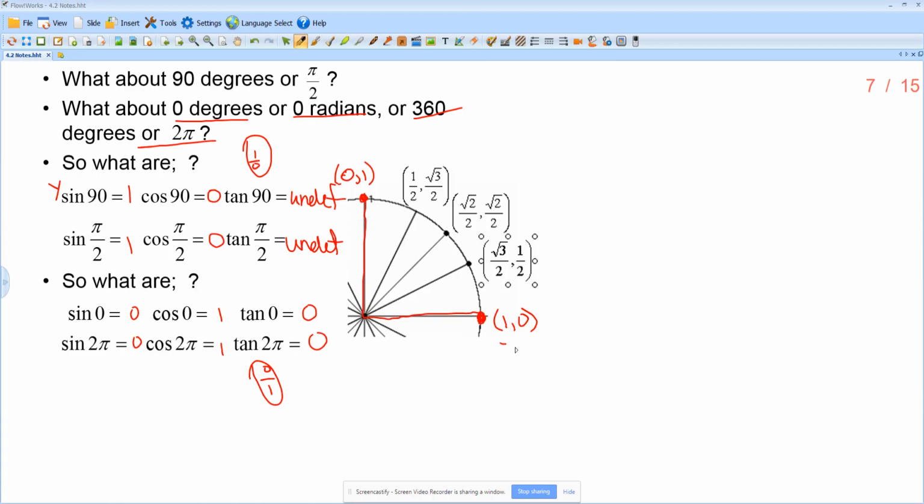Make sure you have these coordinates down. These are one thing that, for some reason, people just get mixed up. There are so many things you're going to be memorizing that people overlook this.